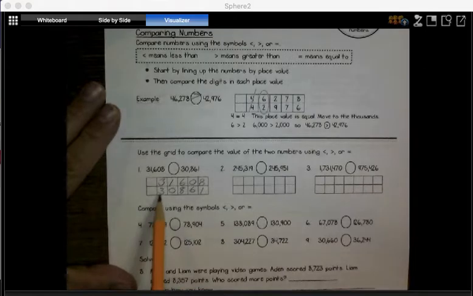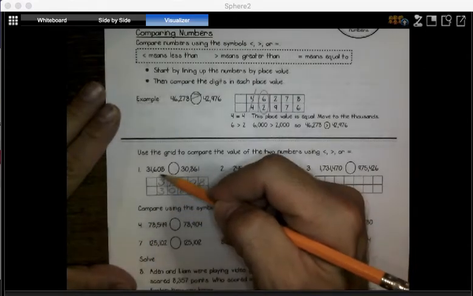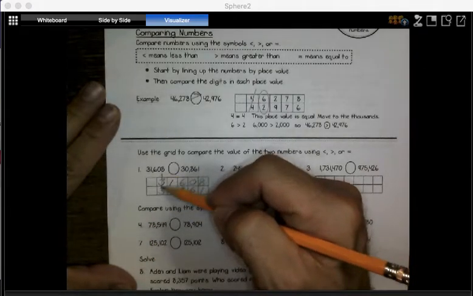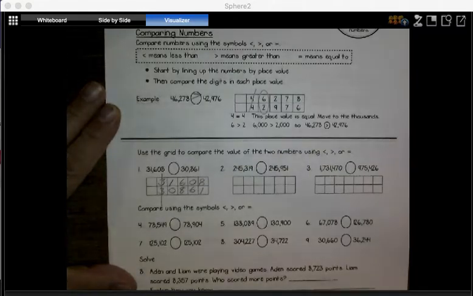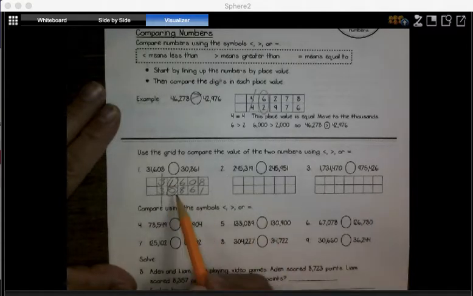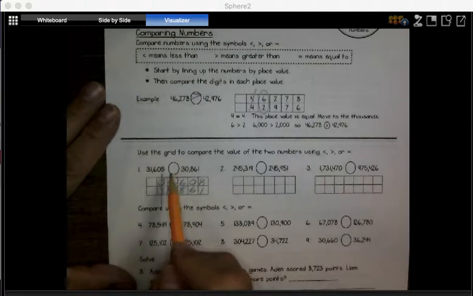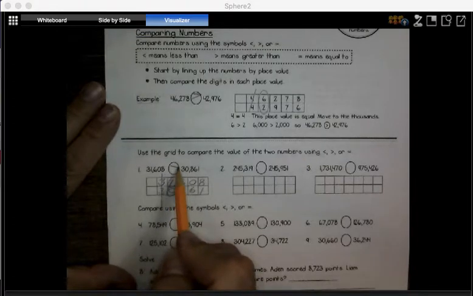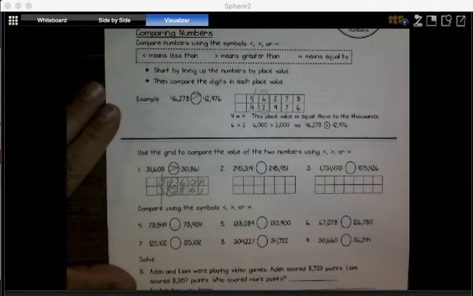Starting from left to right, once again, our first set of digits match in the 10,000s place value. Then we move over to the thousands place value, and you will see you have a 1 here and a 0 here. So we can stop because we now know that 31,608 is greater than 30,861.